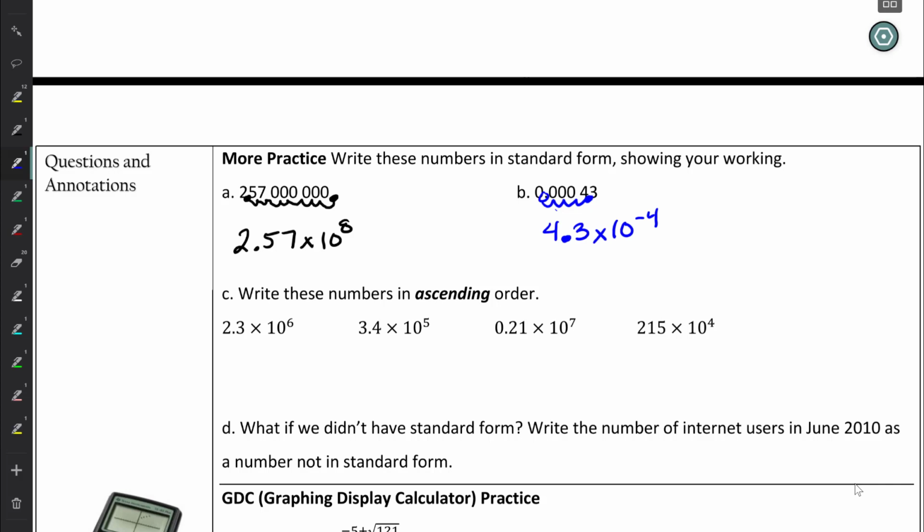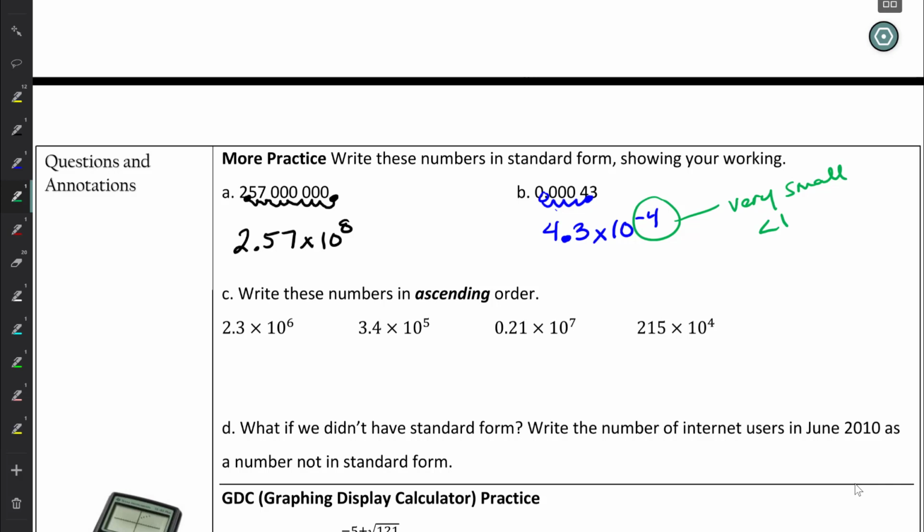Here's a quick cognitive double check for yourself. Cognitive meaning you're just thinking about it, you're looking at it, you're not doing any extra work, you're just thinking. How can we make sure that these were right? Negative exponents will mean very small numbers, as in less than 1.